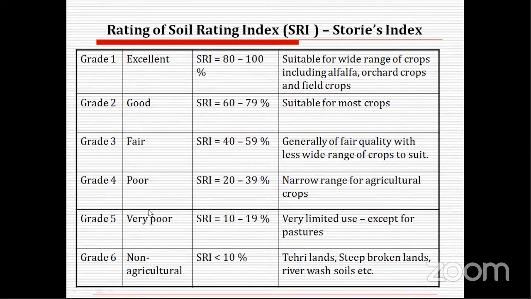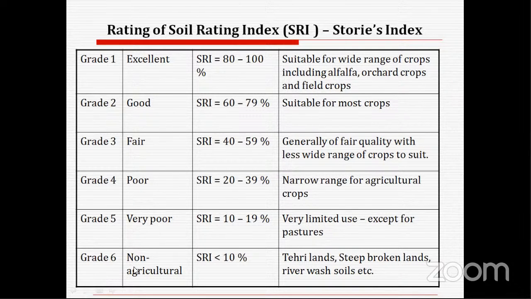But in grade 5, it is very poor, students. The soil rating index is 10 to 19. It is expected to be used only for pasture. We can grow only grass and similar things. Especially in my area, some lands come under this rating. I didn't do any analysis, but most of them are good only for growing pasture.